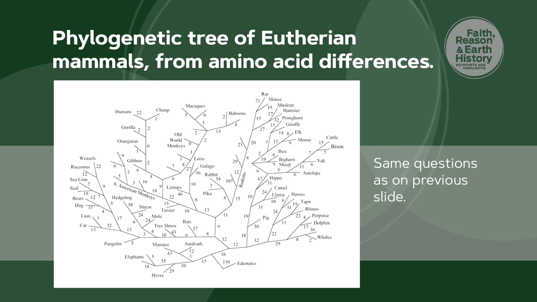Here's a phylogenetic tree of the eutherian mammals, which is the mammals other than the marsupials. Again, from amino acid differences. And it's the same kind of data as before. It just includes all the mammals, and the ones that are most similar end up being together. Like on the right side, we have horses and tapirs and rhinos. On the left side, we have bears and dogs, etc. And so it looks like a meaningful description of evolution.